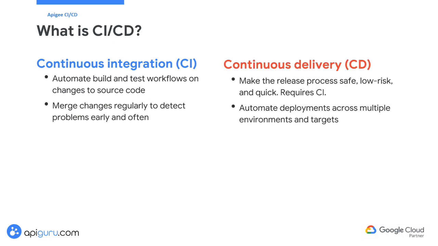And continuous delivery is the process of consistently and reliably releasing changes to production. It automates the deployment process across various environments, enabling teams to deliver new features, improvements, and fixes to users quickly and efficiently. Together, CI and CD facilitate a streamlined development process that enhances software quality and accelerates time to market.